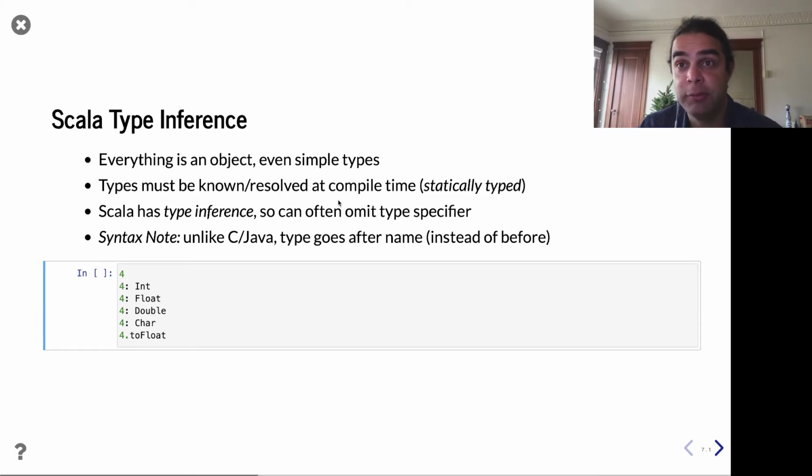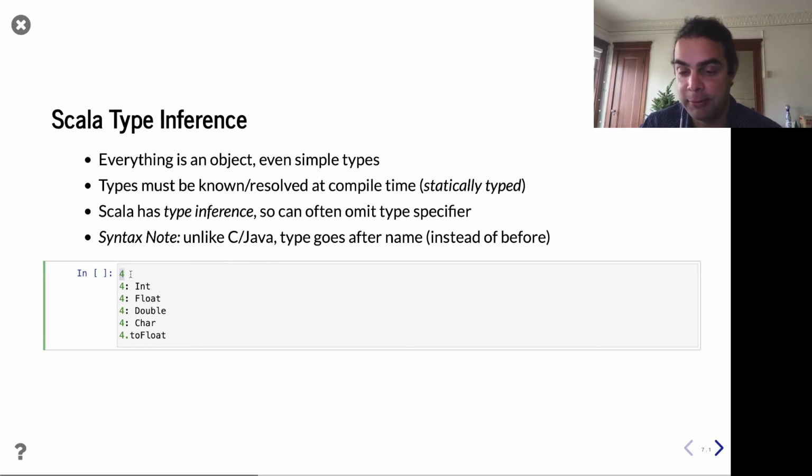And everything was referred to as statically typed, meaning its type needs to be known at compile time. So nothing is going to be found out late like Python. But what's nice is we don't have to always give the type specifier, right? You can do type inference and figure out what we mean. One other interesting quirk is that the type goes after the thing.